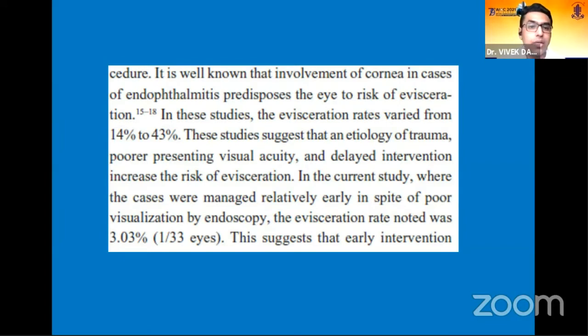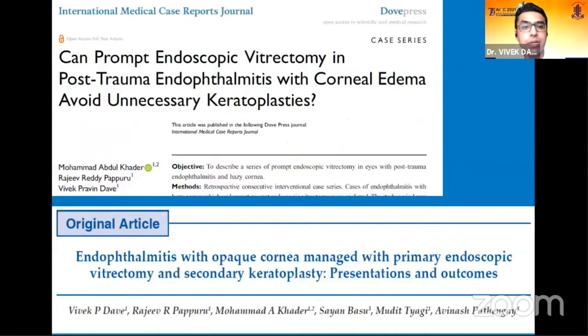We've also shown that if you do a prompt endoscopic vitrectomy in post-trauma cases where the cornea is bad, this avoids unnecessary keratoplasties by giving the eye an opportunity to clear out the host cornea. And also in cases where you clear off the endophthalmitis, are left behind with a corneal scar and go ahead and do a secondary keratoplasty, you will have much better visual outcomes than attempting everything in the first go as per the conventional approach.